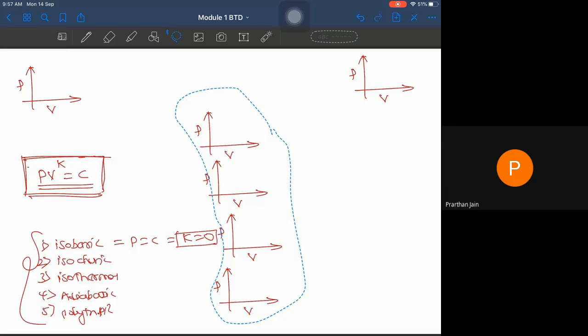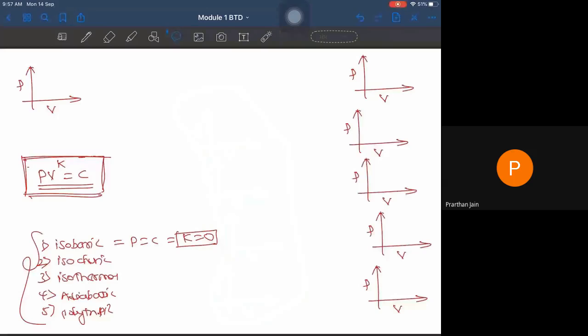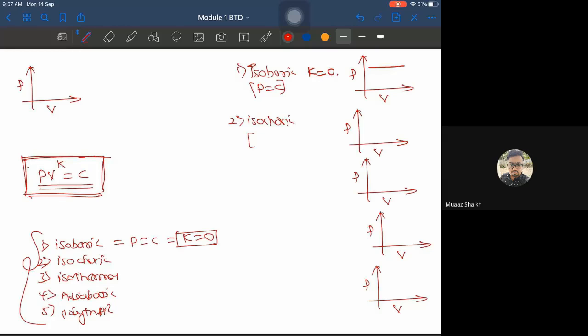So the first process is the isobaric process. It looks on the PV diagram as a horizontal line, where the value of k is equal to 0. The second process is the isochoric process. For the isobaric process, the pressure is constant. And for the isochoric process, which one is constant, guys? Volume. So volume will be equal to constant.